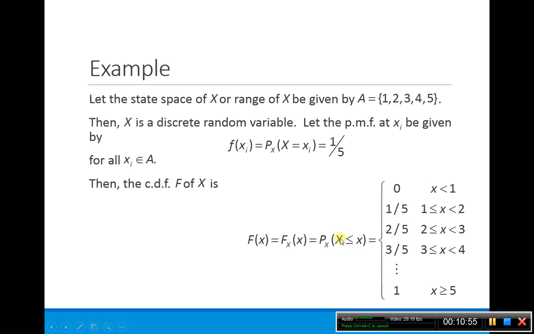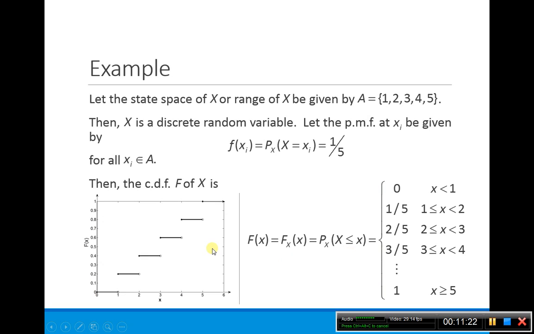What's the probability that our random variable can take on a value less than or equal to, in this case, 3? Well, it's if I have a 1, a 2, or a 3. So the probability of getting a 1 is 1/5, the probability of getting a 2 is 1/5, the probability of getting a 3 is 1/5. I add those all up, I get 3/5.